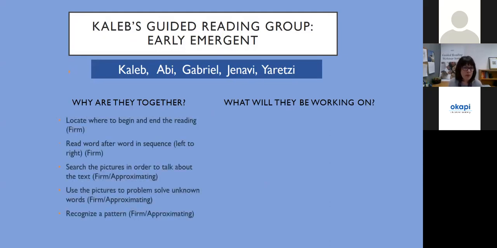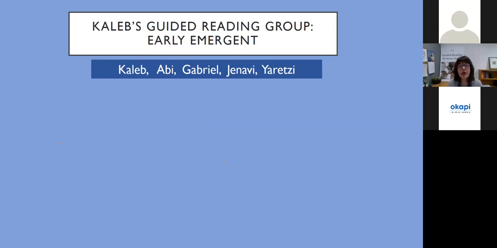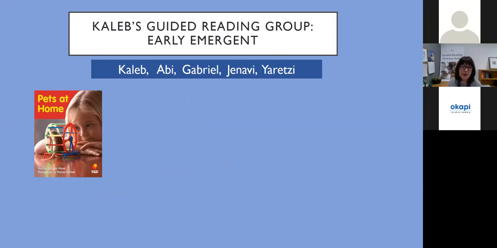They were together. What were things that they were firm on or approximating on? These were the reading behaviors and things that they would be working on during that guided reading lesson. So again, these were kids who were early emergent, and it was the beginning of kindergarten or near beginning of kindergarten. And so what I chose for them were books like Pets at Home.